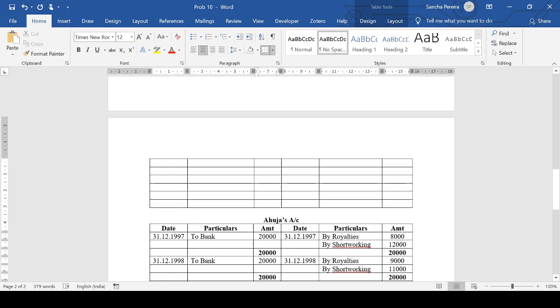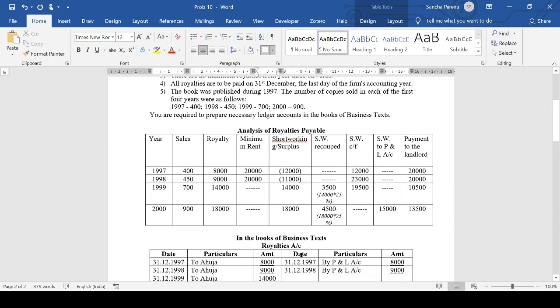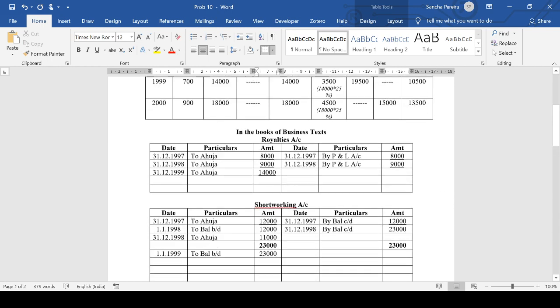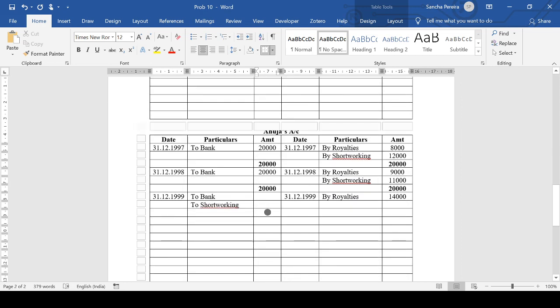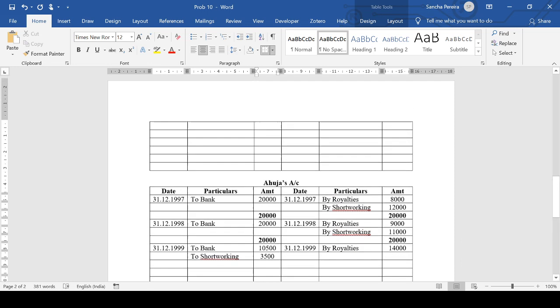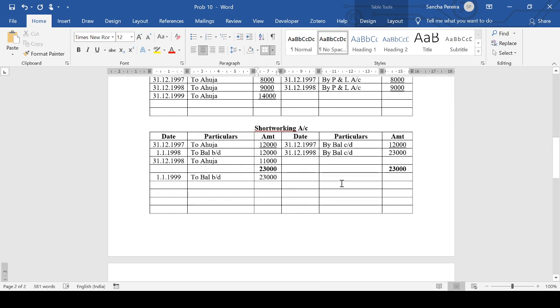So let's see how much is paid and how much is recouped. Payment is 10,500, recoupment is 3,500. So if we say Ahuja's account to short working, in short working it will be by Ahuja, that is 3,500.